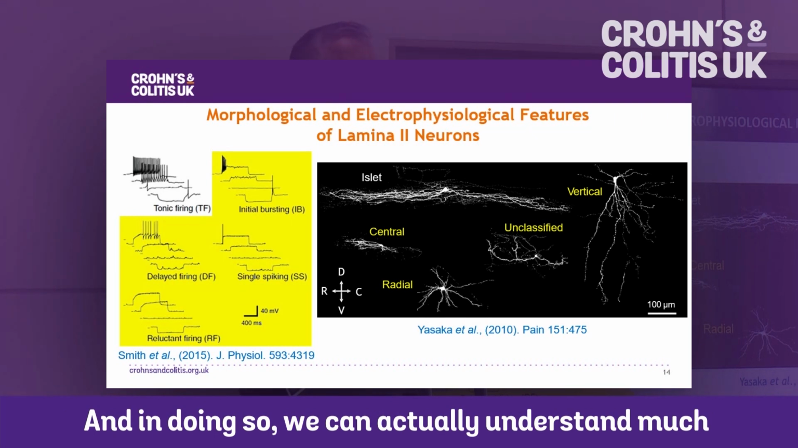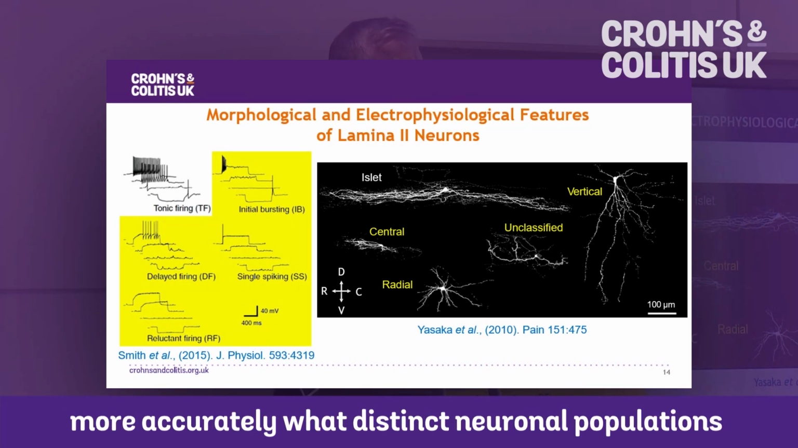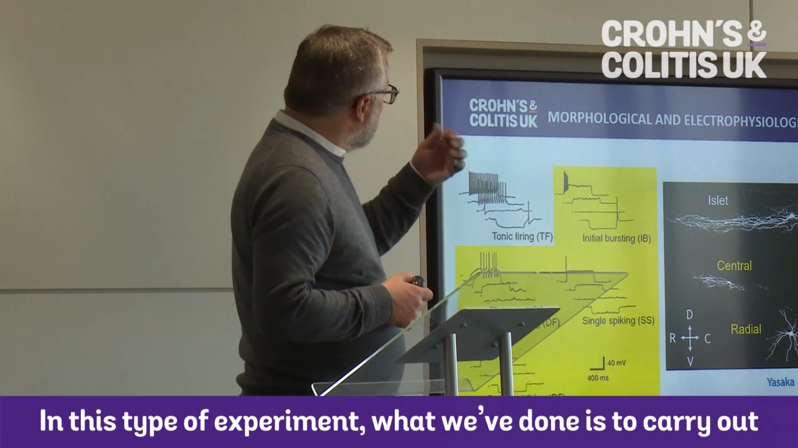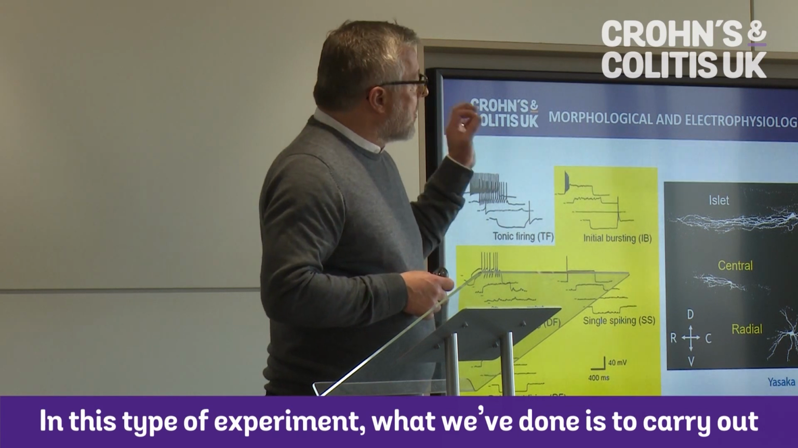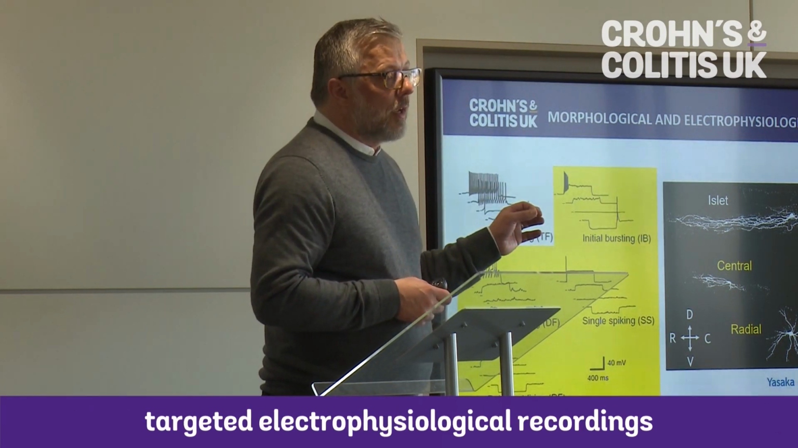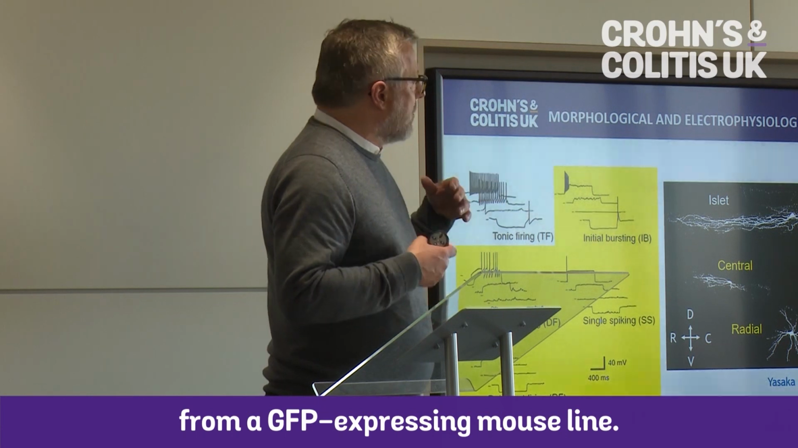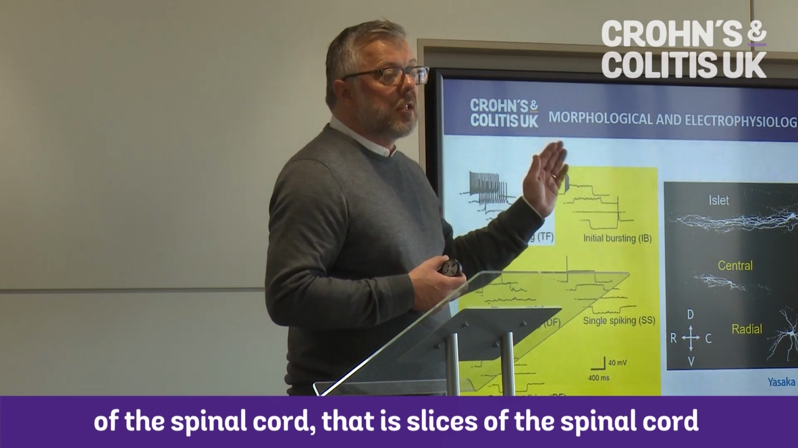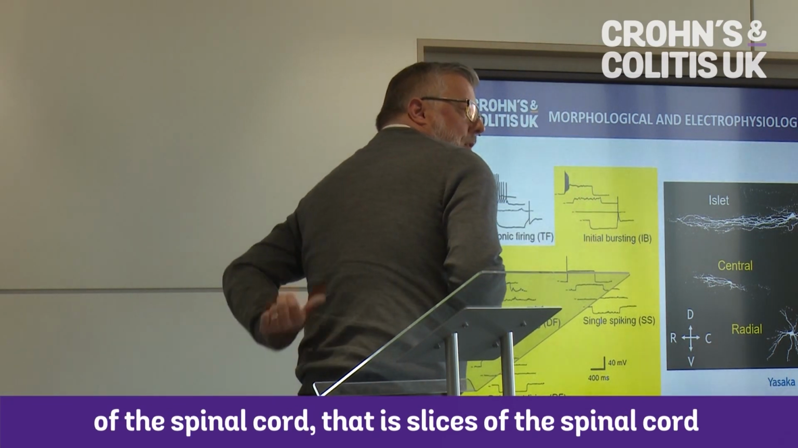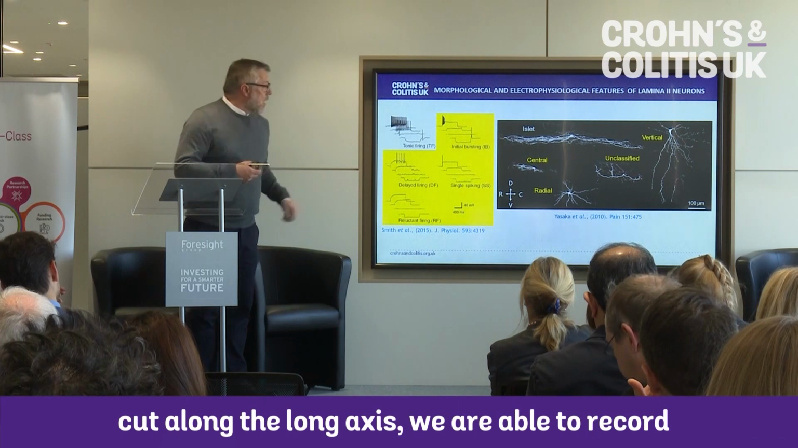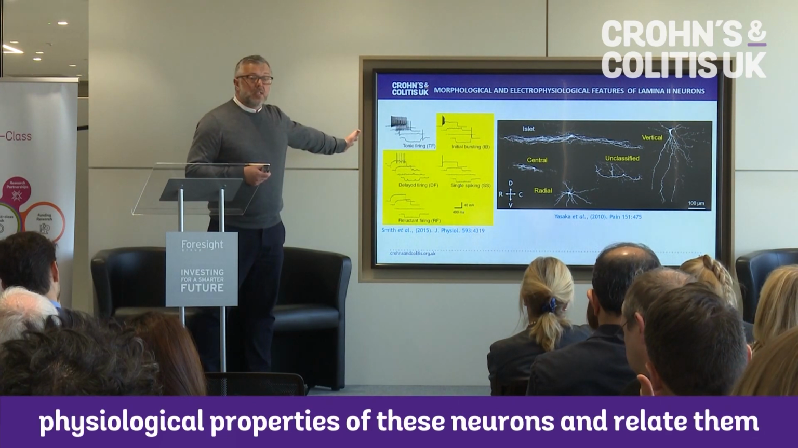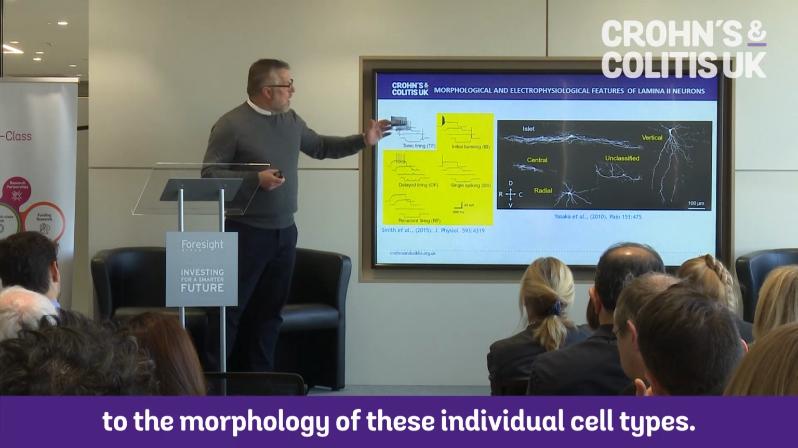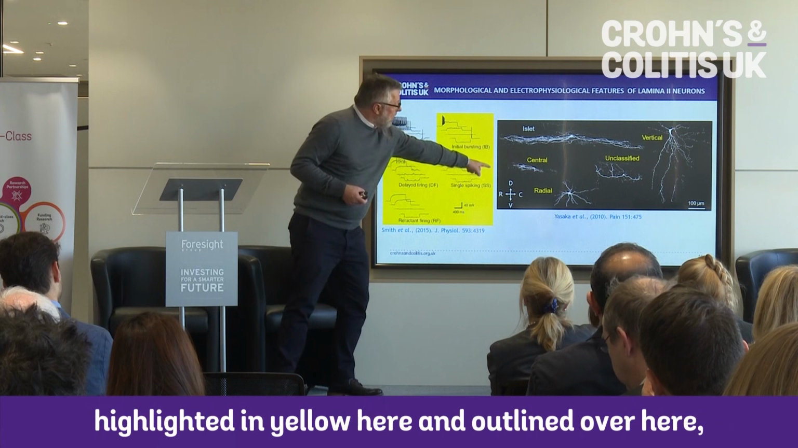And in doing so, we can actually understand much more accurately what distinct neuronal populations are actually doing. In this type of experiment, we've carried out targeted electrophysiological recordings from a GFP-expressing mouse line. By targeting these cells in sagittal sections of the spinal cord, that is, slices cut along the long axis, we're able to record physiological properties of these neurons and relate them to the morphology of these individual cell types.